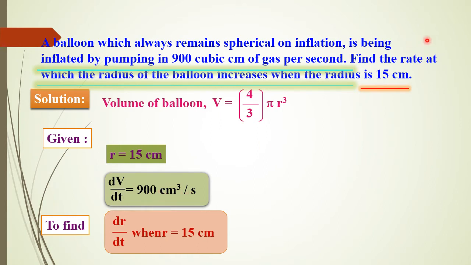Next, find the rate at which the radius of the balloon increases. When the radius changes with respect to time, it can be written as dr divided by dt. That only we need to find out. After enclosing the gas at 900 centimeter cube every second, when the radius of the balloon is 15 centimeter, how fast is the radius of the balloon increasing with respect to time? So its calculation part is very simple.